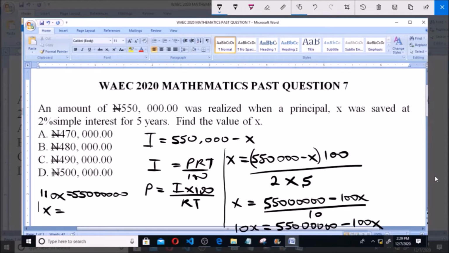So x is equal to 55000000 all over 110, and this will give us x to be equal to 500,000 naira. So the answer to this question is actually option D, 500,000 naira.